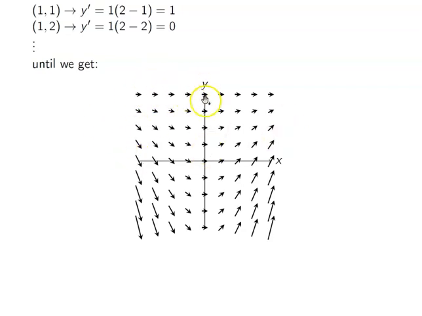This is 1, 2, 3, 4, 5, 6, 7, 8, 9, 10. 1, 2, 3, 4, 5, 6, 7, 8, 9, right? Was that 9?